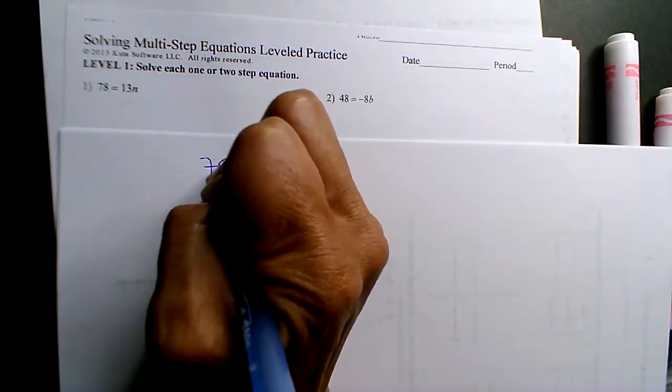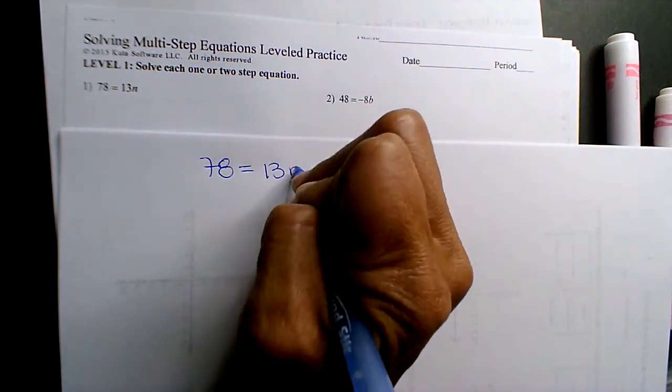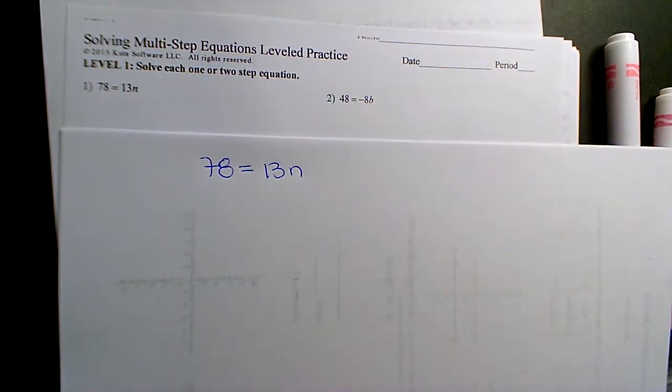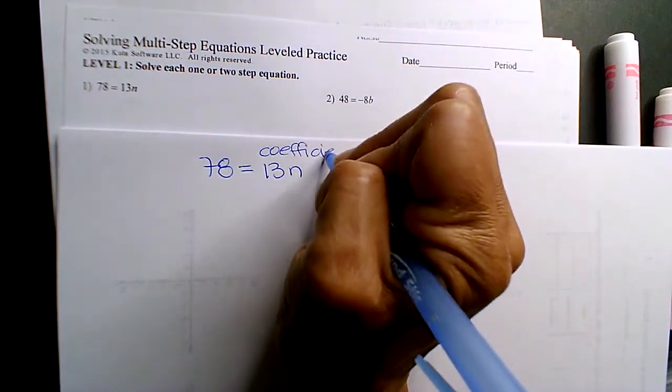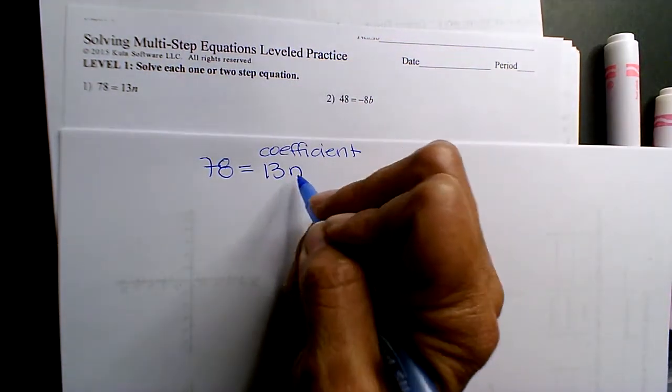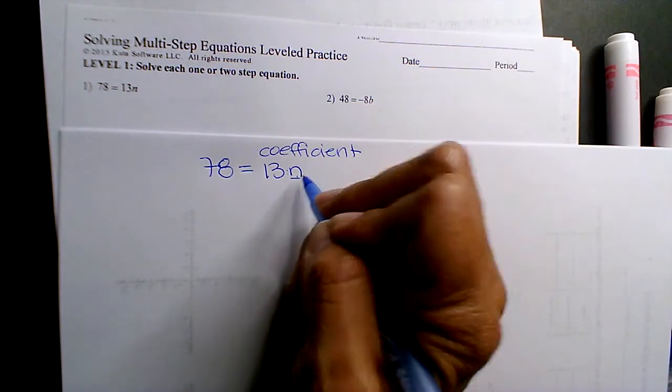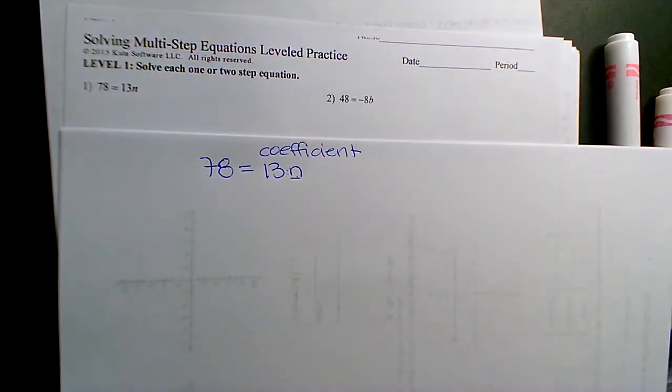All right, this is 13n, so let me get you guys back into your math terms. This 13 is a coefficient, right? Because it is attached to this variable n. So you're not going to add and subtract it, you're going to inverse operate it. So you're going to divide it.